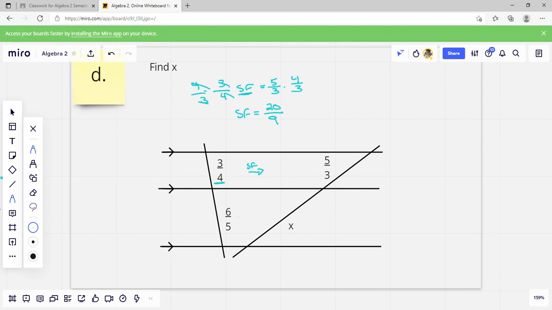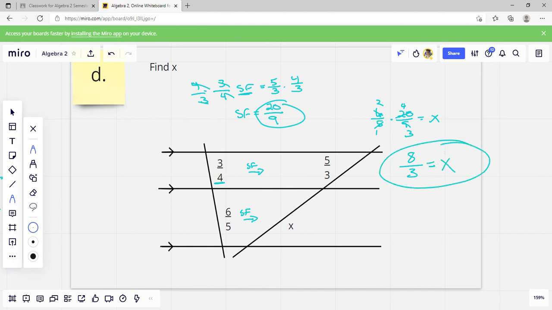Now we need to multiply times our scale factor to find X. So we're going to say 6 over 5 times our scale factor, which is 20 over 9, equals X. So now we just have to multiply. I can cancel right here. 5 times 4 is 20, and then right here will be 2, and that will be a 3. 2 times 4 is 8. 1 times 3 is 3. 8 over 3 is what X equals. And that is the answer to that one.